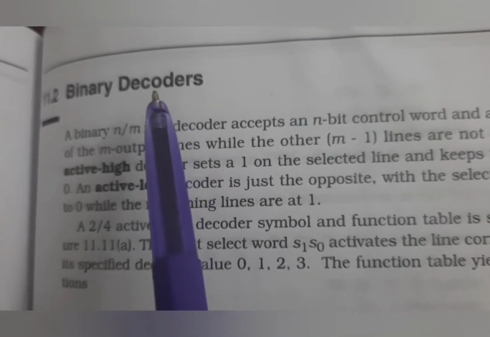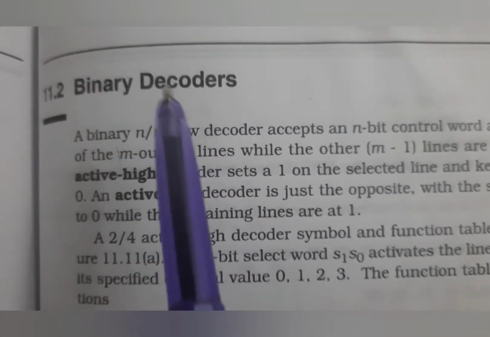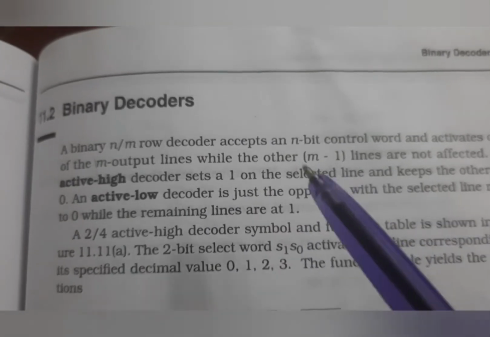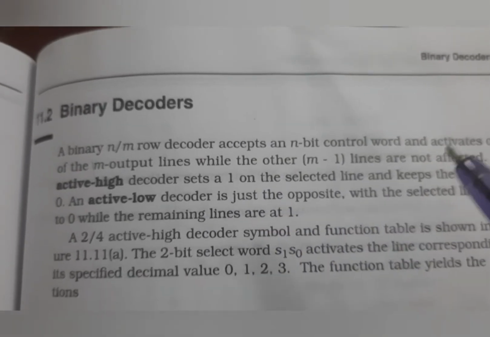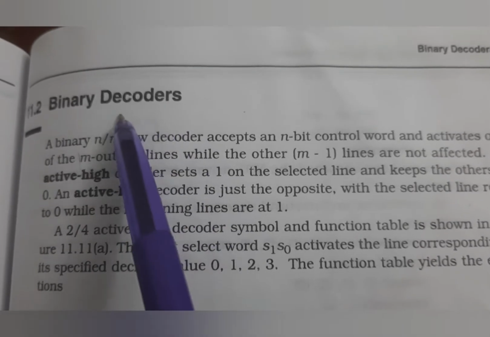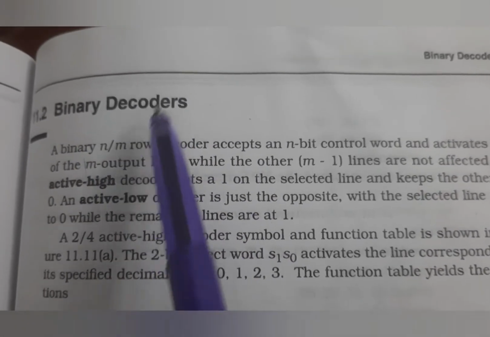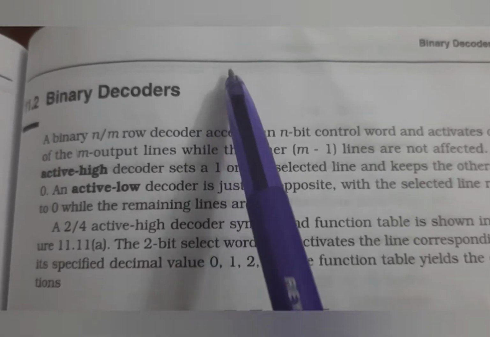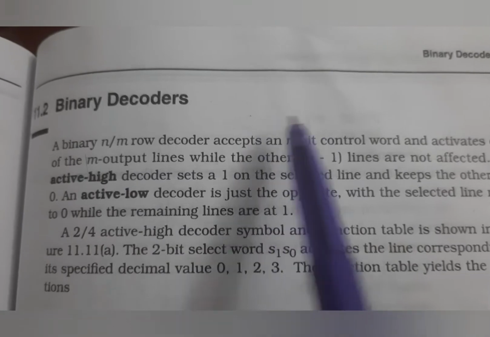In this video, we are going to see binary decoders and the definition of a decoder, and we have to write code for this decoder using three different styles of Verilog coding. First of all, the definition: a decoder generates a maximum of 2 to the power n output lines for n input lines.